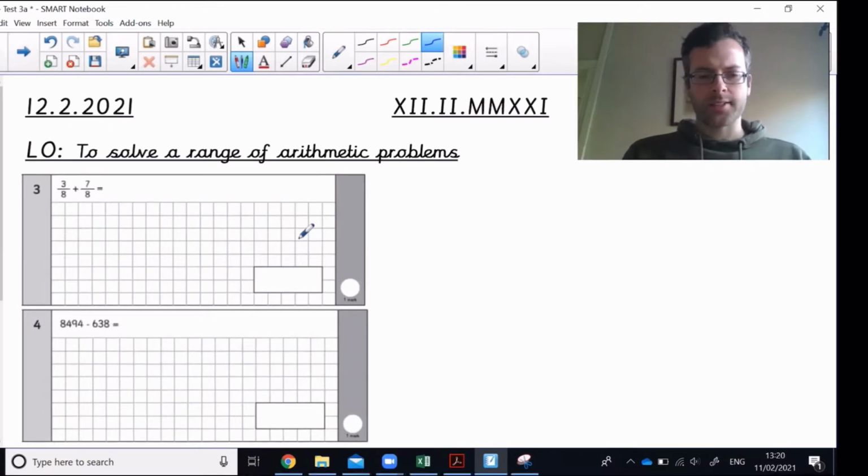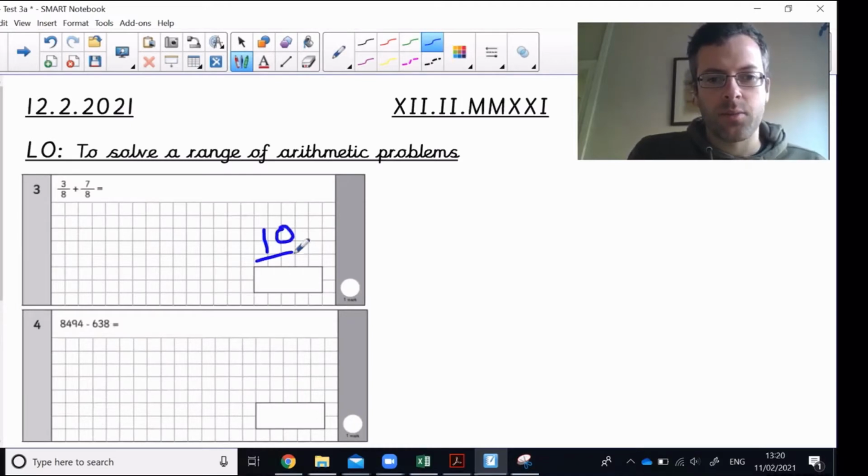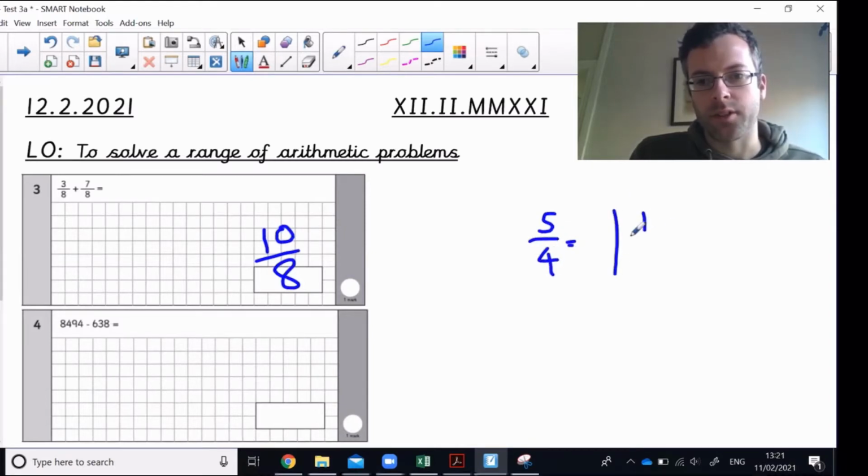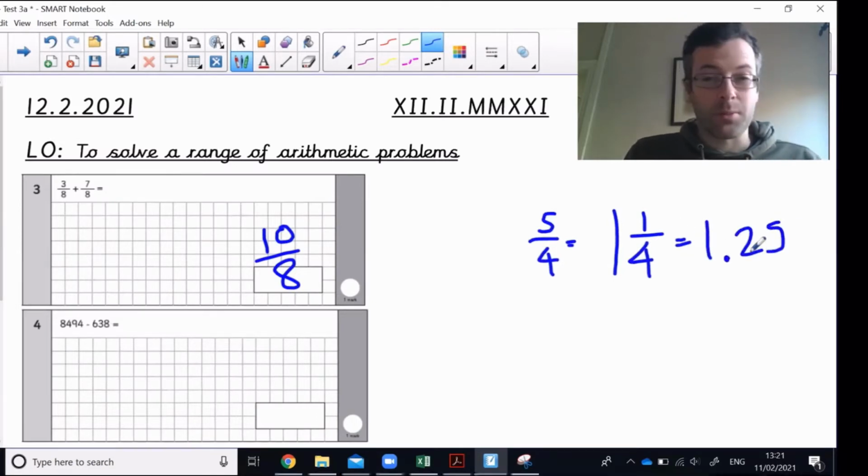3 8ths add 7 8ths. Because the denominators are the same, we just add them up, so we end up getting 10 8ths. Now I know we could simplify that. So we could simplify that, so divide them both by 2 and get 5 over 4, which we then could simplify to equal 1 1/4, which we then could simplify to equal 1.25. Now all of that's right. In an arithmetic test though, just stick with that. There's no point trying to do something else and making a mistake.